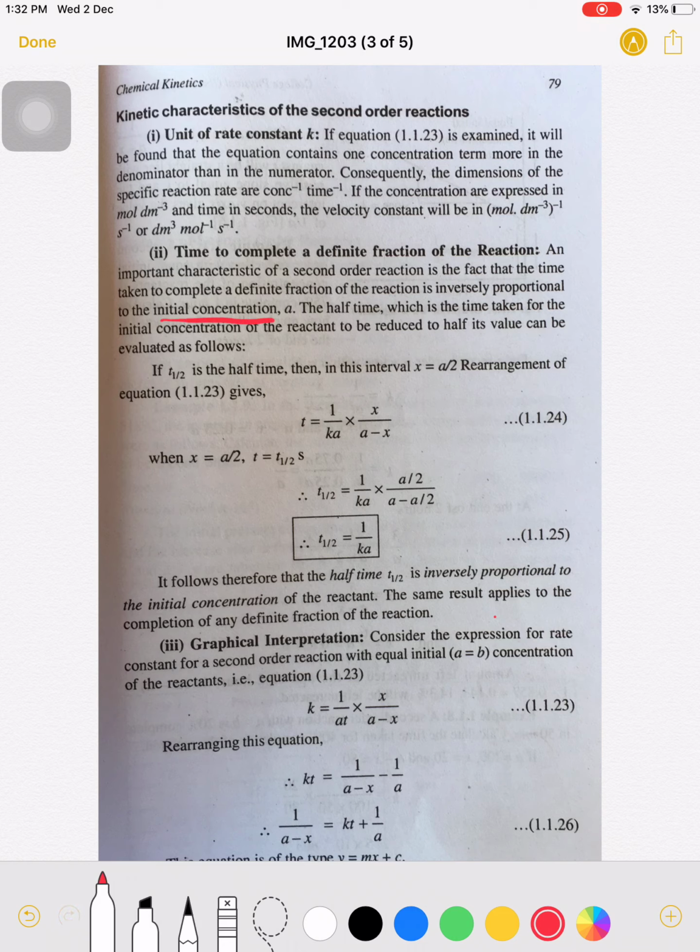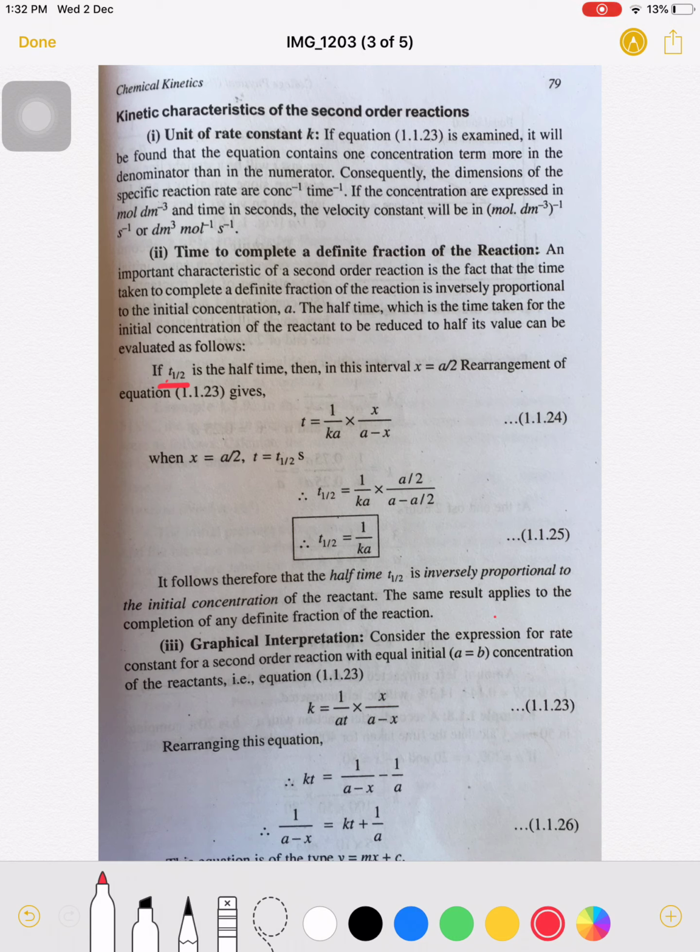But in case of first order reaction, the half-life time is independent of the initial concentration, but in case of second order reaction, it is inversely proportional to the initial concentration A. The half time, which is the time taken for the initial concentration of the reactant to be reduced to half its value, can be evaluated as follows. So T half is the half time. After half time, the amount of reactant is halved.